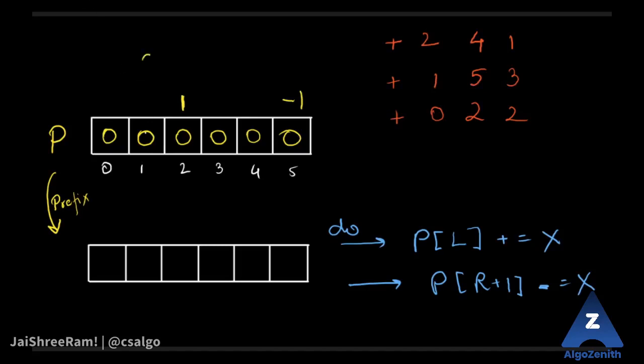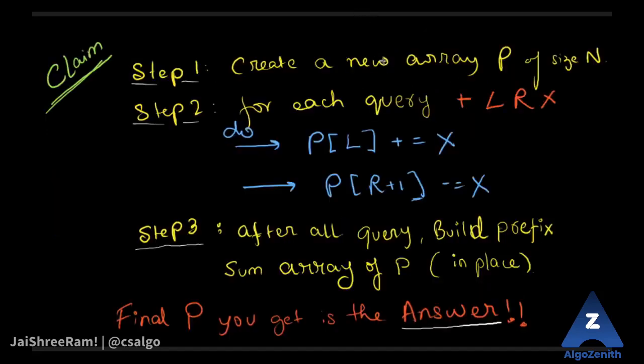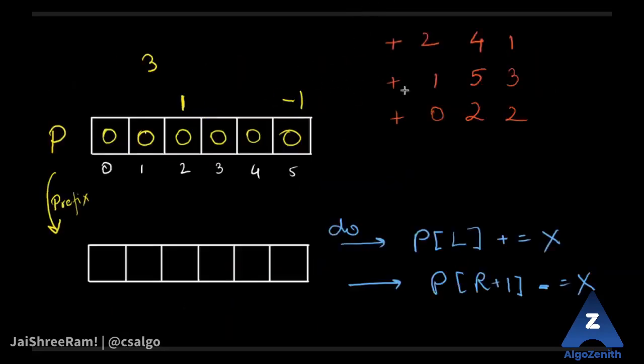So you add 3 at 1 and you subtract 3 from 5 plus 1, that is 6, but you don't have that index, right? However, you don't even need this index. Why? Because we know that the final p array that we are getting is the answer, and we only need the first n minus 1 index, so we don't really care about the next few indexes. So you can just ignore the subtraction part because that's not really in the range from 0 to n minus 1, okay?